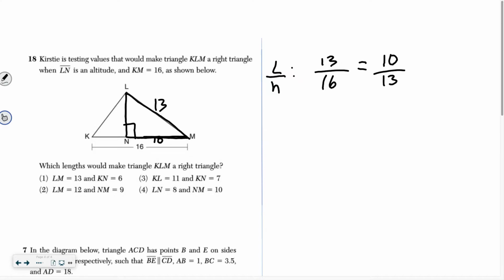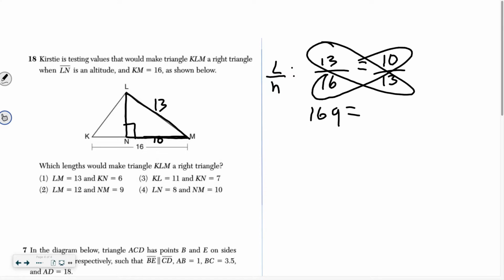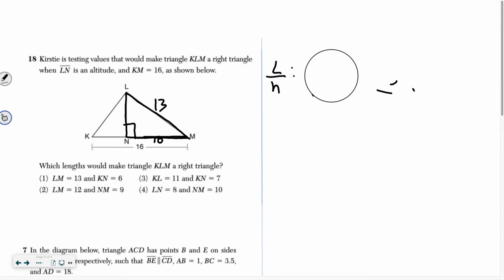Well, is this true that 13 over 16 is the same thing as 10 over 13? Well, let's see. Cross multiply. 13 times 13 is going to be 169 when you cross multiply. And we have 16 times 10. Well, that's 160. Is this true? Of course not. That is not true. So, number 1 doesn't work.